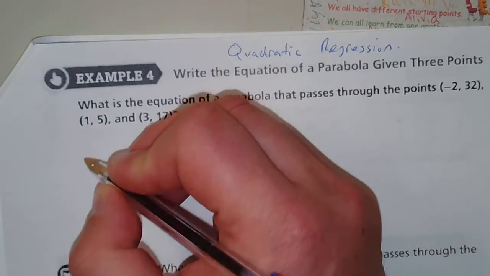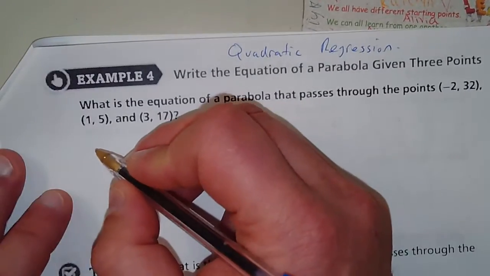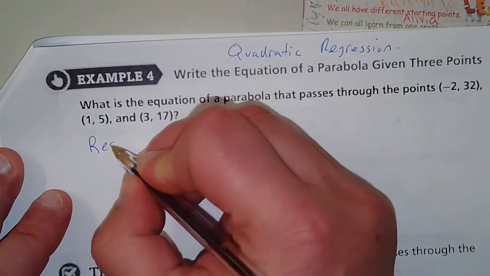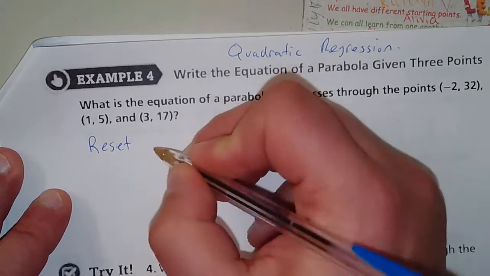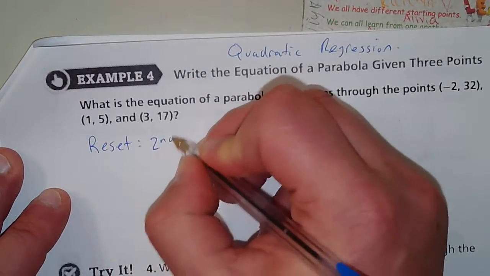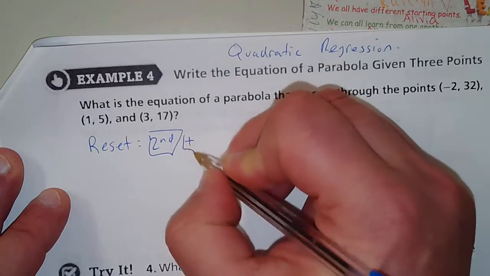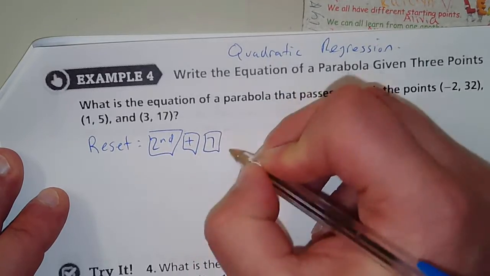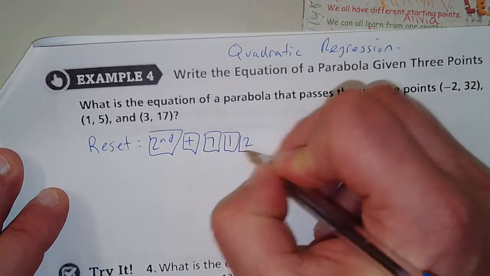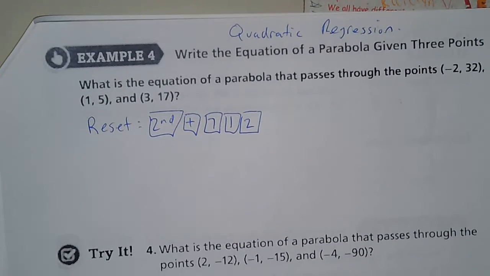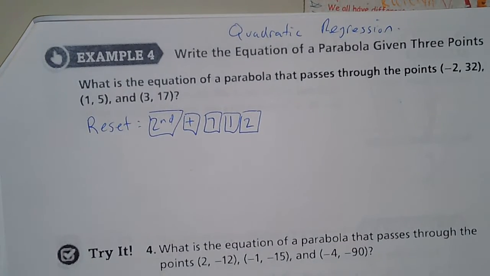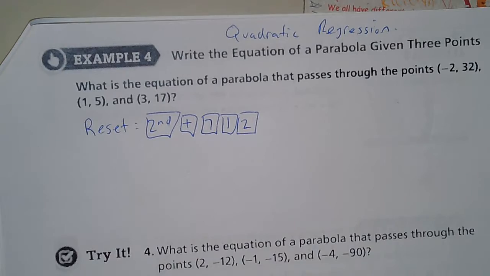So in the calculator, what I always recommend doing, because if any of your settings are weird, it's funky, is you should do a reset, which is always the same thing. It's second plus 7, 1, 2. So that resets your calculator, gets everything back to normal. So I'm just going to write everything out, then we'll do it.